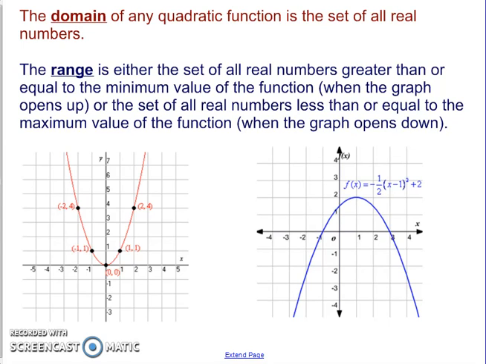And then we have domain and range. So the domain for any quadratic function is all real numbers. So that's true all of the time. That should be the easiest question. If I ask you what's the domain of a quadratic, automatically it's all real numbers. The range is a little bit different.